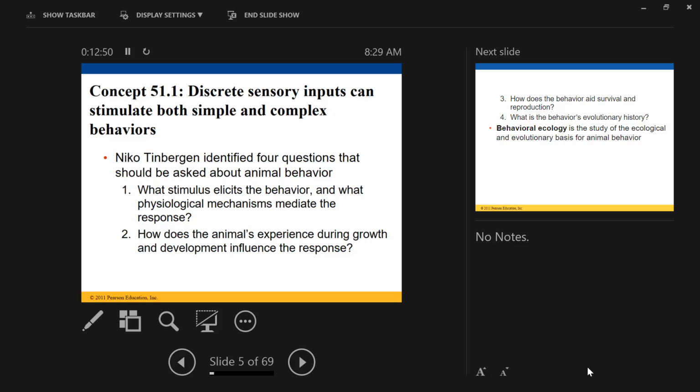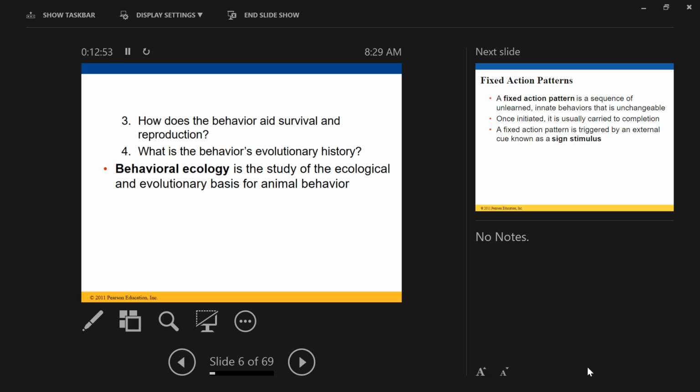We good? Okay. The next two questions are why questions. These are why questions. How does the behavior aid survival and reproduction? So another way to ask this question is, how does this behavior increase fitness? That's a term we're going to use a lot, fitness, and it has a very specific meaning. Okay? So how does the behavior aid survival and reproduction? Another way to say this, how does this behavior increase fitness? And then the fourth question, what is the behavior's evolutionary history?